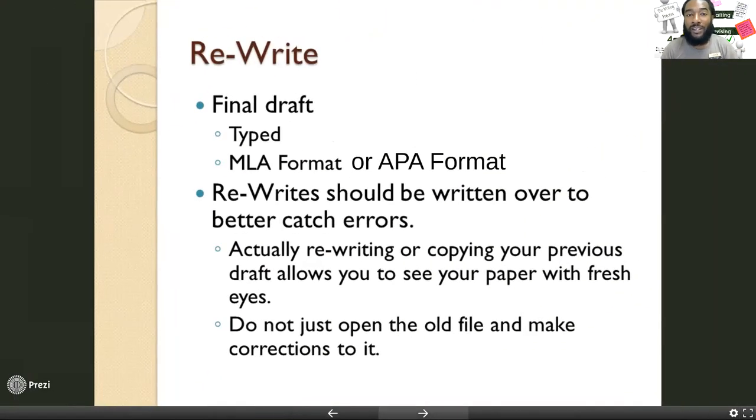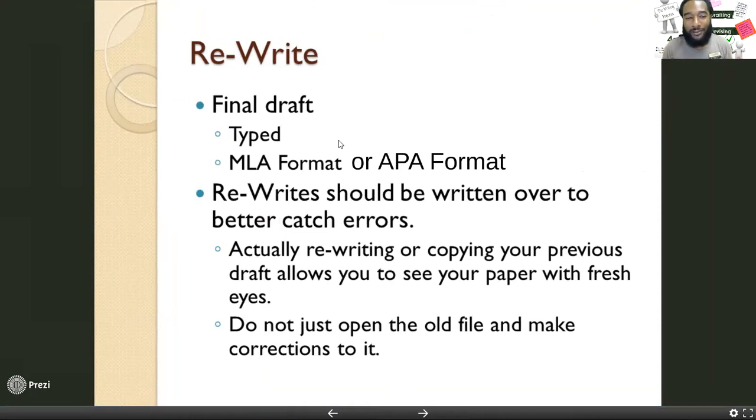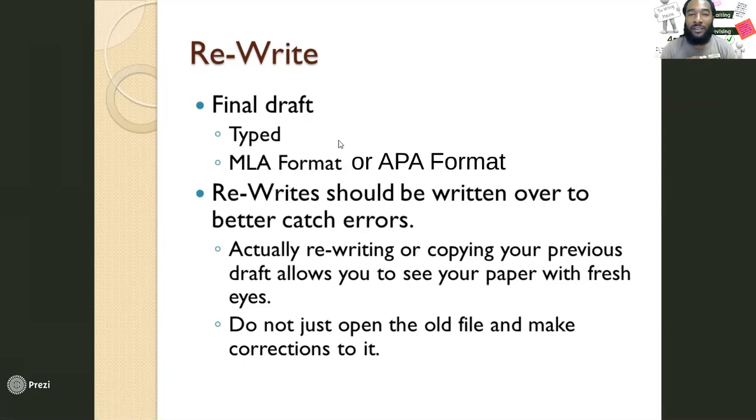And then we have the rewrite. The rewrite is your final draft, unless you do another rewrite, and then that'll be your final draft. So you can do as many rewrites as you want, but the rewrite is the final draft. For our class, the rewrite, your final draft, must be typed, MLA format. It should be in Microsoft Word or PDF format so that Blackboard can recognize it and so that I can score it for you.